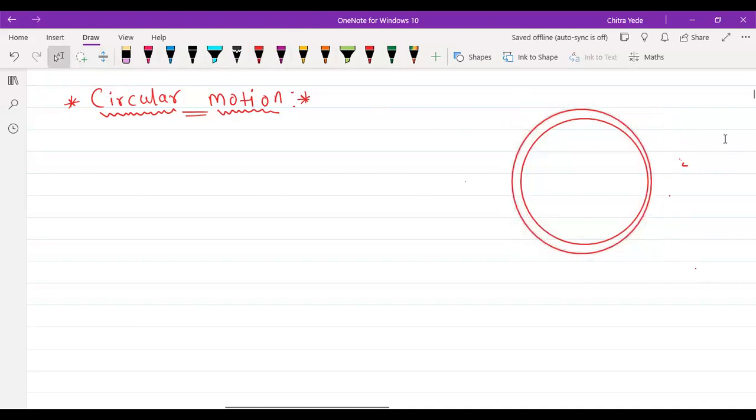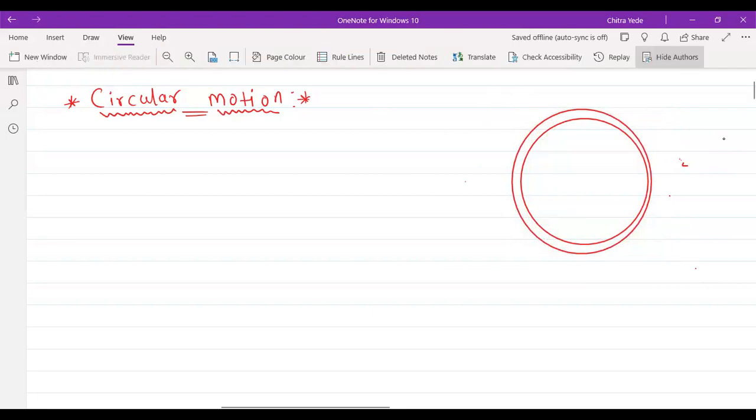Suppose this is the circular path. Here we have the center of the circular path. This is the center, right? Yes, sir. If an object is moving along the circle, then it is called a circular motion.